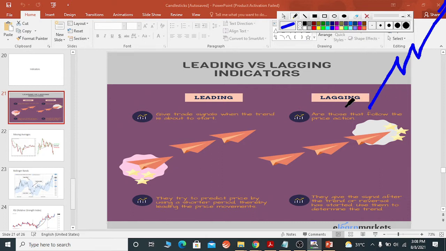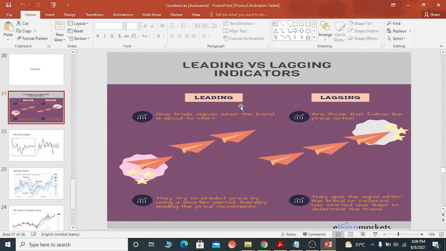So a simple indicator like a moving average, which we will be talking about in the next slide, you will see how you can use moving averages to your advantage to get a better entry, whether to buy or sell. So the leading indicators are those which give you a signal even before the trend has started, and the lagging indicators are those which give a signal after the trend has started.